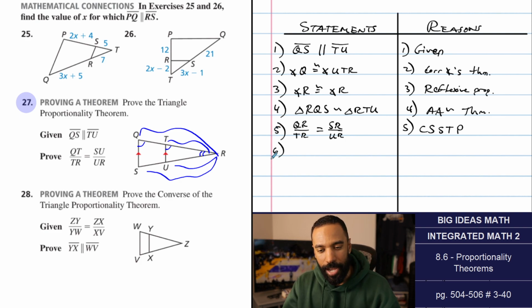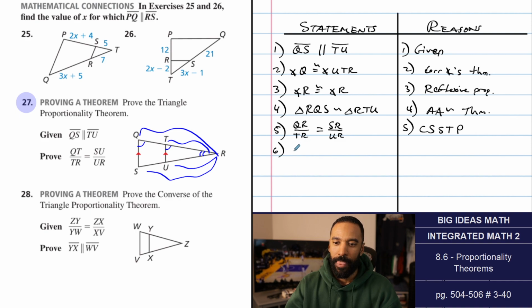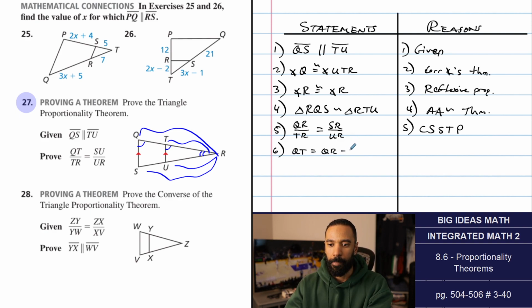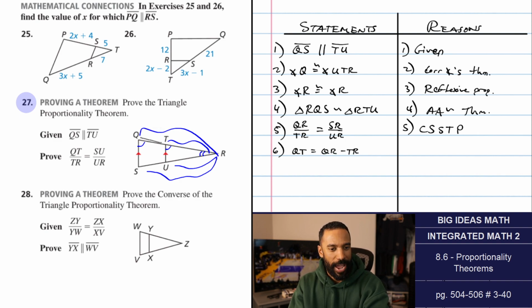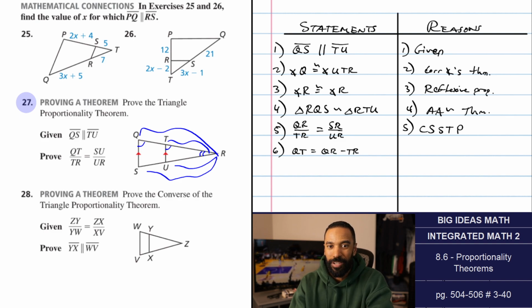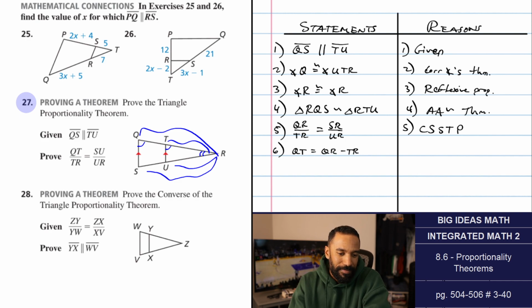So let's talk about the fact that QT's length is QR minus TR. I want to do this in one step, and I hope it's okay. Am I allowed to do this? It's a form of the segment addition postulate. One way is to say QT plus TR equals QR, but I'm subtracting. Am I allowed to do that in just one step, or do I have to show both steps? I don't really know, so I'm kind of asking you guys. Well, you know what? I don't need to get QT by itself. The goal is to substitute.